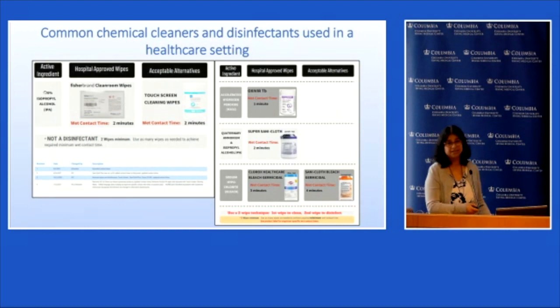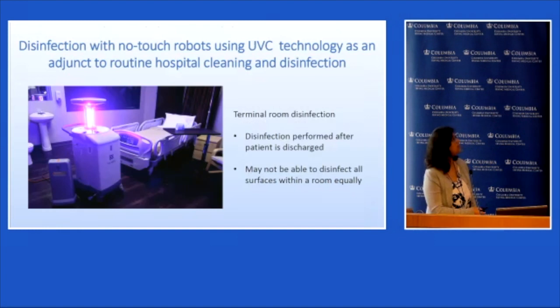Now, despite taking all these actions, we know that about 30 to 50% of hospital surfaces remain contaminated. Some hospitals have implemented additional disinfection strategies, including the one shown here. This is a no-touch UVC robot, and it is used to clean the room following patient discharge.